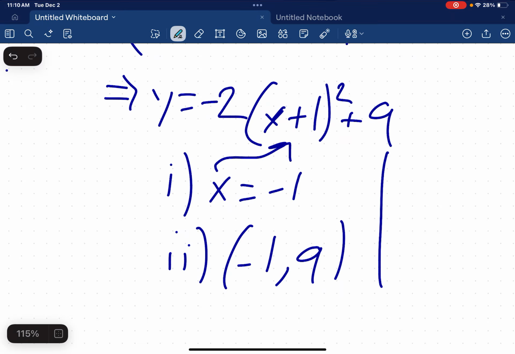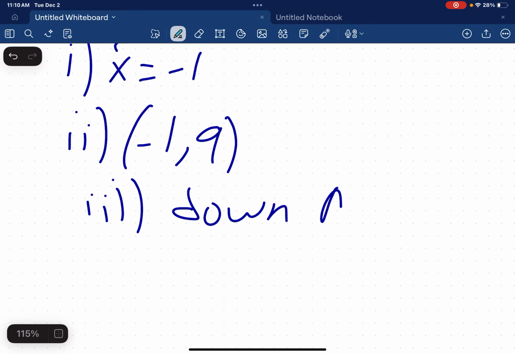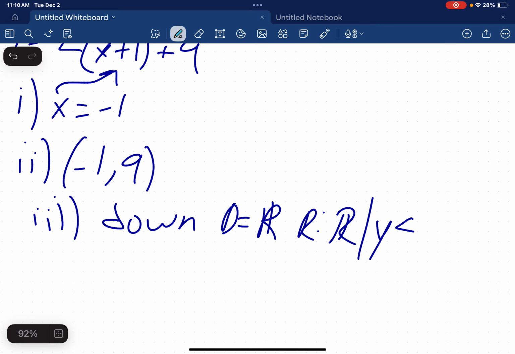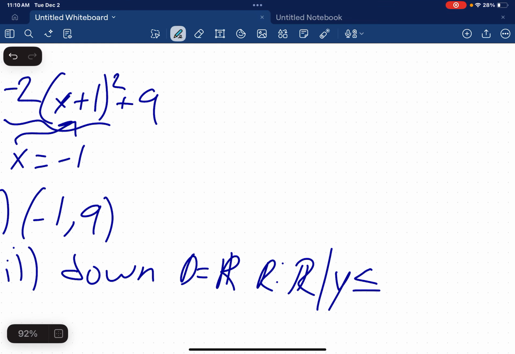And 3, it's going to be concave down since it is a negative a value. Domain is going to be equal to all real numbers. Range is also going to be equal to all real numbers such that y is less than or equal to, since this is a negative function, it has to be less than or equal to 9.